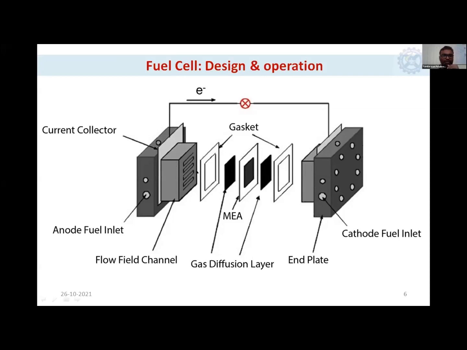And here you have the flow cells, flow channels. You supply the reactant, both the fuel and oxygen, through this channel. Generally we make it of a serpentine nature, so that we enhance the path length of the gas flow, so that the utilization of gas will be maximum.